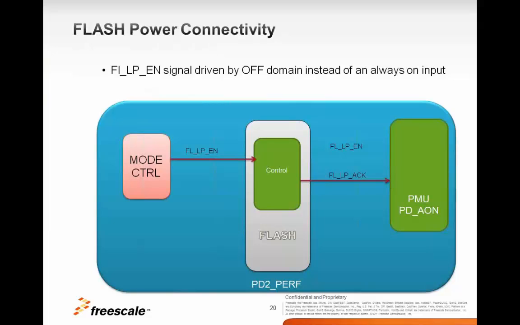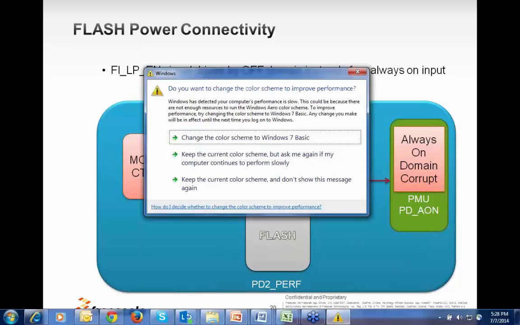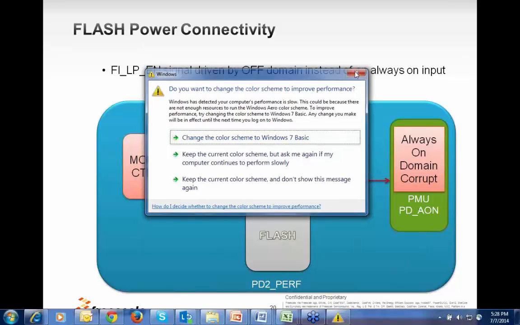Another example is the flash power connectivity issue, wherein the flash macro model low power enable signal was driven from a switchable domain instead of an always on input, and this was resulting in the corruption of the always on domain.